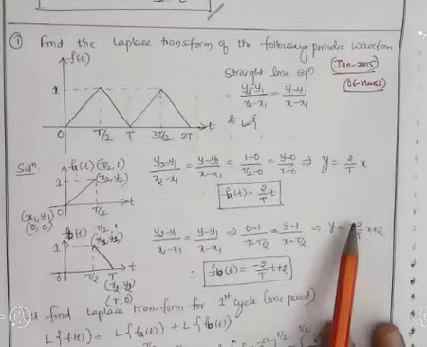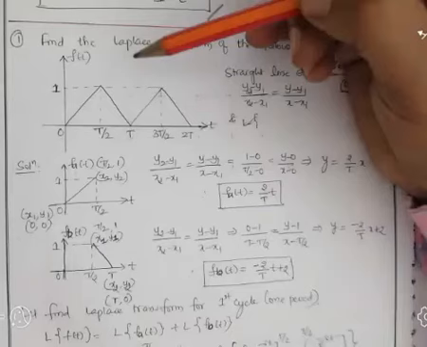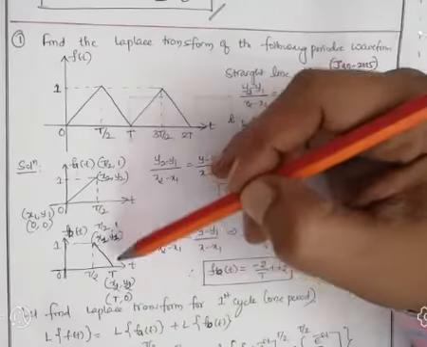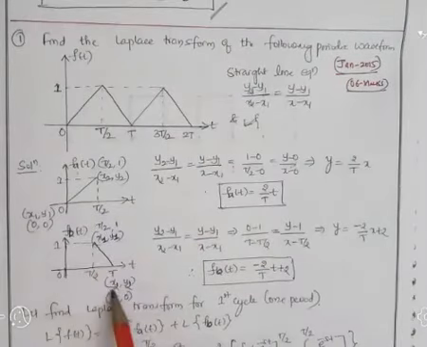Similarly, second part of the first cycle. This is the second part of the first cycle, so that is represented by the coordinates x1, y1, x2, y2.